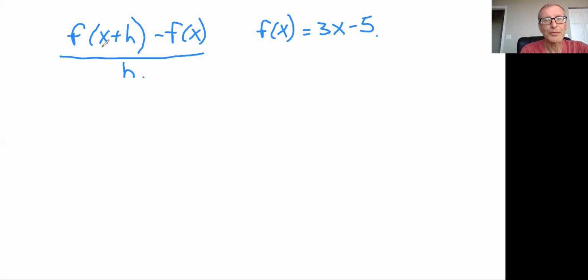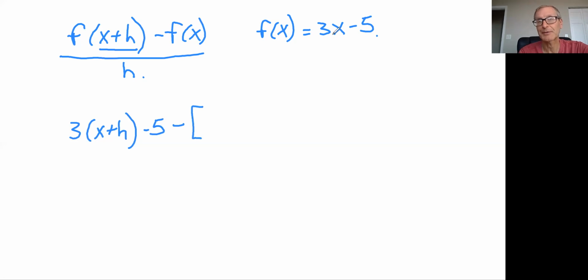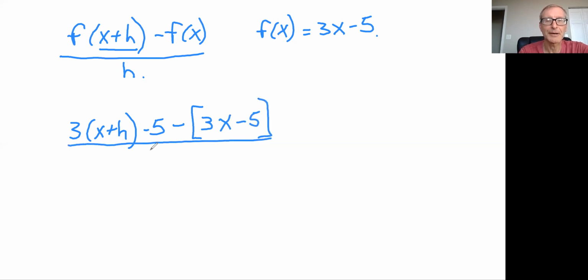So with this x plus h here, wherever you see x, you plug in x plus h. So that first one would be 3 times x plus h, right? And then we have the minus 5. So that is f of x plus h. Then we subtract. We actually just plug x in for x, so we just subtract the equation. And then we divide everything by h.